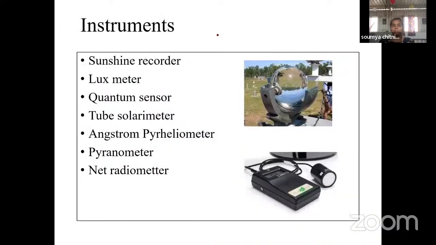Coming to the instruments to measure solar radiation, we have the sunshine recorder, which has 3 grooves where we can insert different cards, short cards, medium cards and long cards according to the seasons. Then the lux meter, and we have the quantum sensor to measure the photosynthetically active radiation. The pyrheliometer usually measures the direct radiation, and the pyranometer measures the incoming solar radiation. Likewise, you can find many different instruments which measure solar radiation.